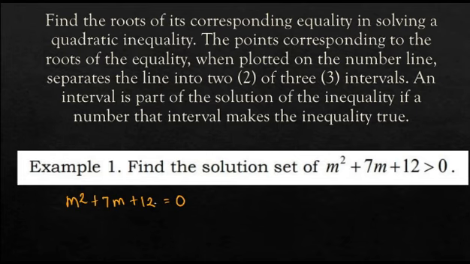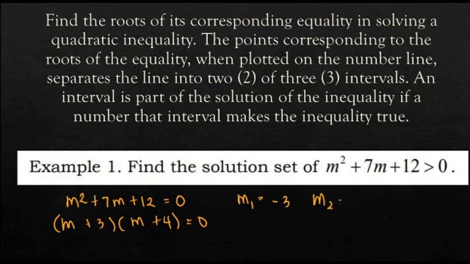Okay, so write it first as an equation, and then we solve first for the values of m as a quadratic equation. So that is m plus 3 times m plus 4, so that we get m sub 1 as negative 3 and m sub 2 as negative 4. So we're going to be using this in dealing with the given quadratic inequality. So let's go to the next page.